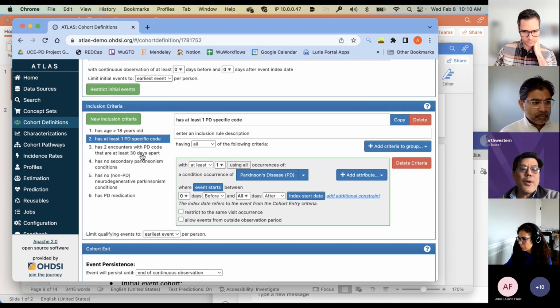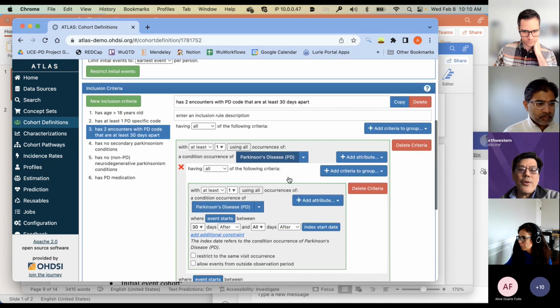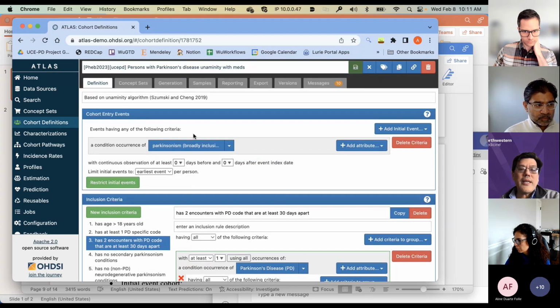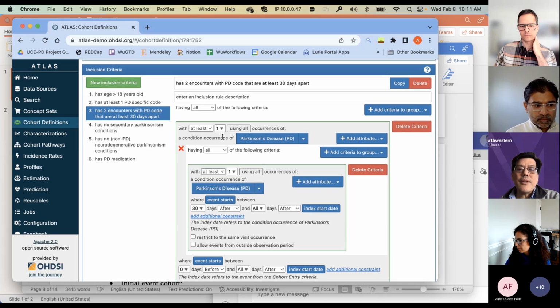Event starts 0 days before for the first one. Then the second one is this particular code. At least one of them has to be 30 days after the index start date. That may be a problem because the index start date is defined as here, and it might not be the PD concept code. Or this index date refers to this nested one, so it actually works. Yeah, it's a nested one. So this one works. It's this PD code followed by another one 30 days after the index code referencing the outer box. Okay, so we did that correctly, I think.